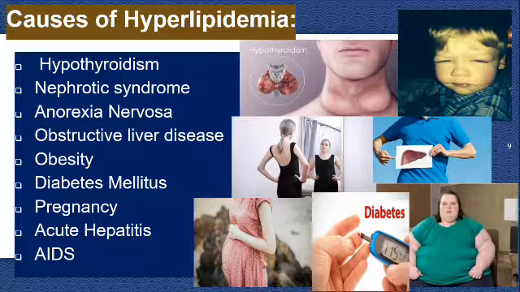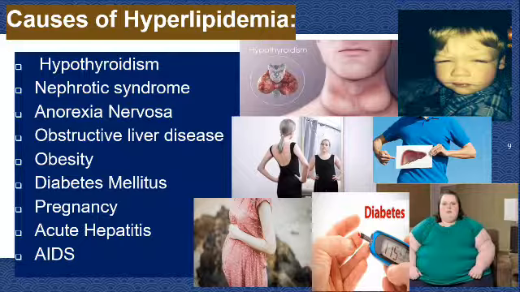First is hypothyroidism. It is a disorder of the endocrine system in which the thyroid gland does not produce enough thyroid hormone. Next is nephrotic syndrome. It is a kidney disorder that causes your body to excrete too much protein in your urine. Next is anorexia nervosa, in which a person lacks the desire to eat because of intense fear of gaining weight.